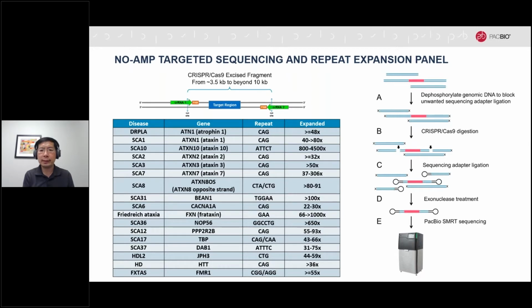In the next step, sequencing adapter is ligated with the target fragments to form SMRTbell templates for sequencing. Finally, exonuclease treatment removes any DNA molecules with exposed 3' and 5' DNA ends. The sequencing data is collected with the PacBio sequencing platform.